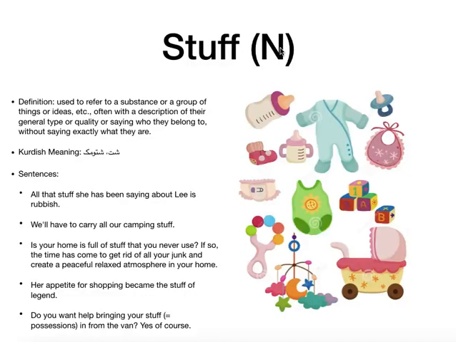Stuff is a noun and is used to refer to a substance or a group of things or ideas, often with a description of their general type or quality, or saying who they belong to, without saying exactly what they are. So you can say these are children's stuff, children's clothes. When you say children's stuff, it's like generalizing it. This is children's clothes, this is toys, and so on. You can say medical stuff. So there are many kinds of ways to use stuff.